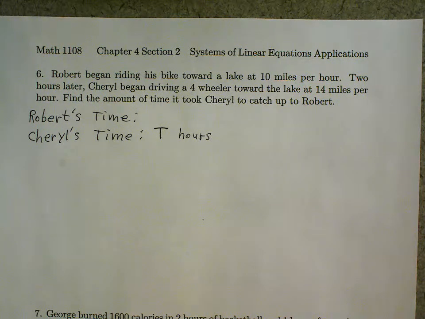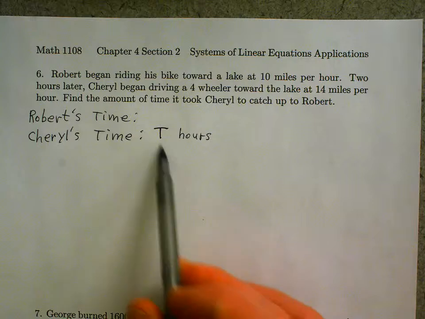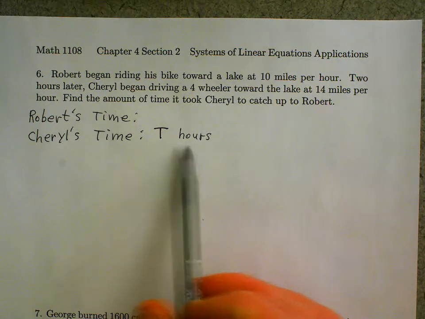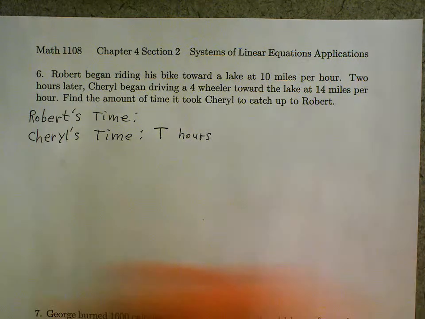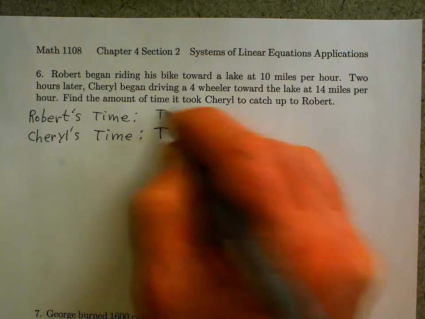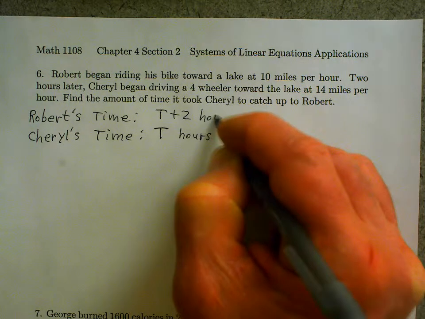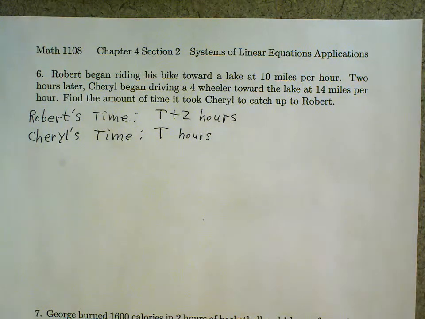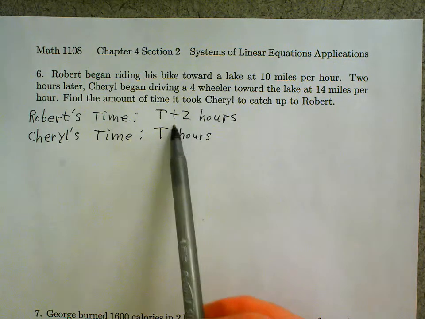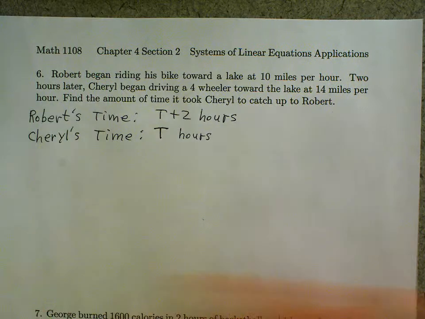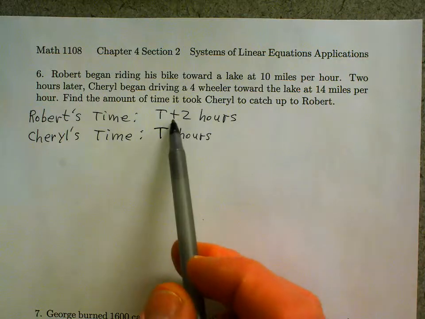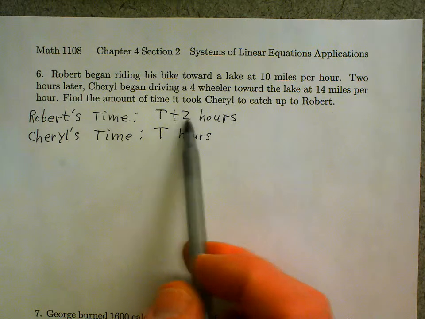2T? T plus 2. T plus 2, not 2 times T. 2 times T would be twice as much. But 2 hours more than T is T plus 2 hours. So the words can help us. So 2 hours later, that means 2 additional hours. So additional hours implies that we're adding.